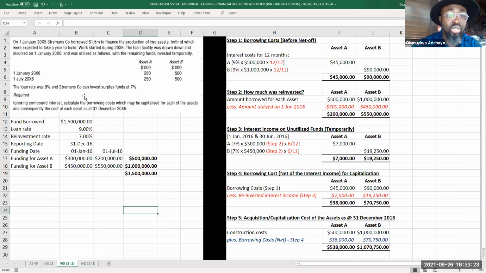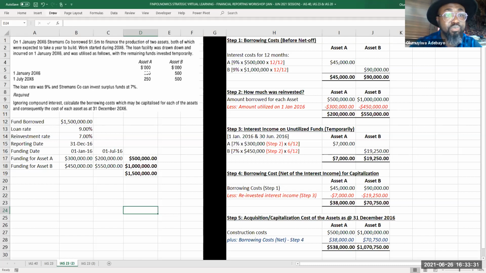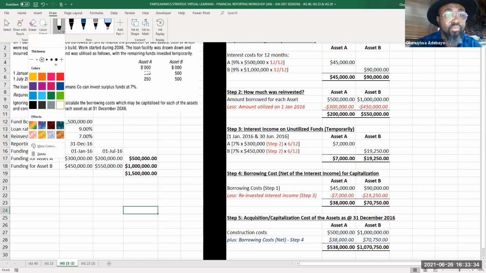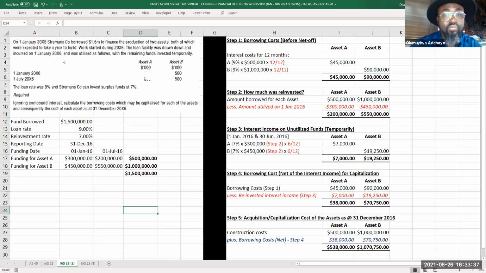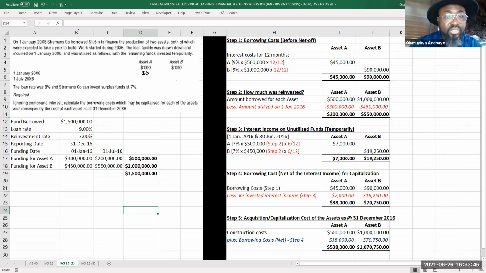Now, this one too, it is 1.5, but what was different? What was there was 300, 200, 450, and 550. Does it make sense now? Yeah. Means you have enough illustration to repeat the understanding.